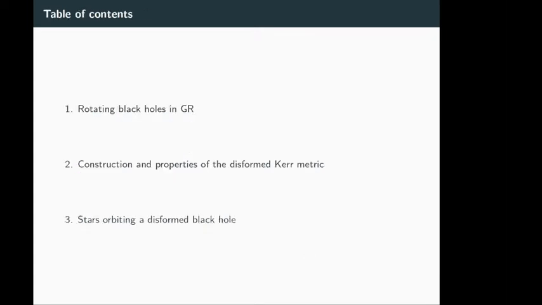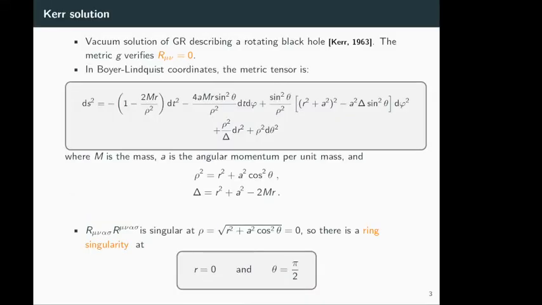So I'll start by reminding properties of the Kerr metric in general relativity. And then I'll actually describe what we did to construct this deformation of the Kerr metric. And if I have time at the end, I'll briefly mention some experimental signatures, but I'll focus mainly on the second part about the disformed metric. Right. So you may all know, but I'll try to remind the main features.